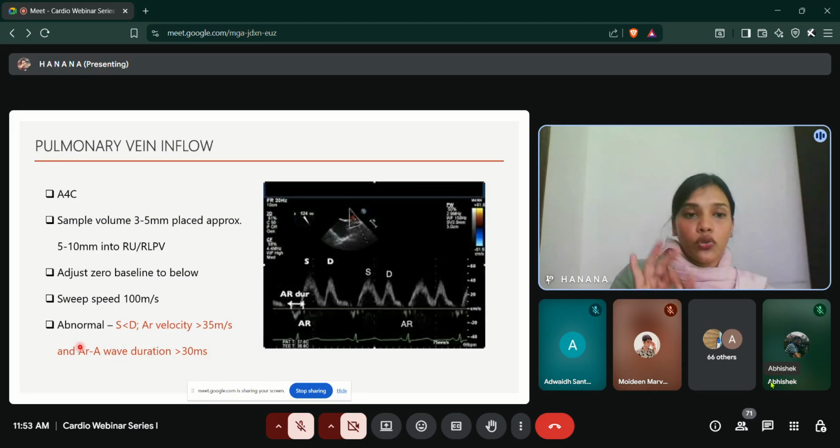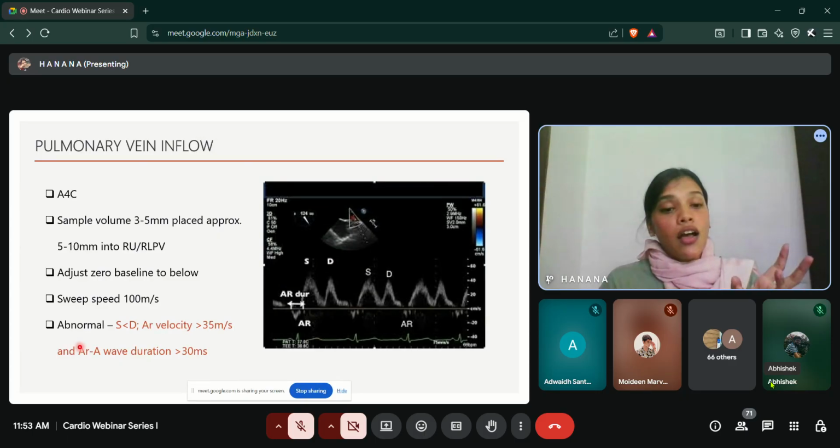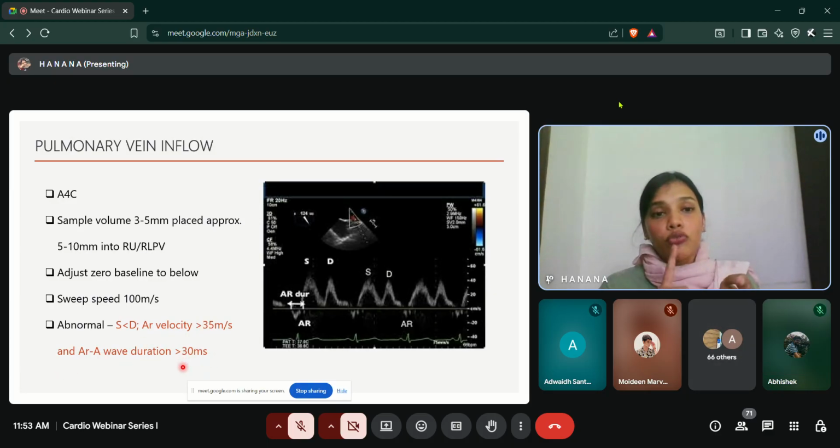it is also abnormal. So the three things that we get from a pulmonary venous inflow are: if S is less than D, if the AR velocity is greater than 35, and if AR minus A wave duration is greater than 30, it will indicate a diastolic dysfunction for the patient.